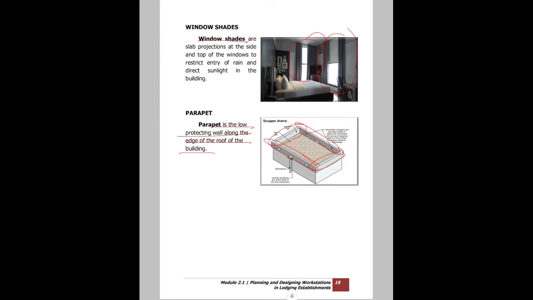Ibig sabihin, 30 inches above daw, okay? So, take note of this. 30 inches above yung suggested na height nung tinatawag nating parapet. So, roof surface and wall intersect. Ayan siya, kung makikita nyo sa picture. Okay. Next one.